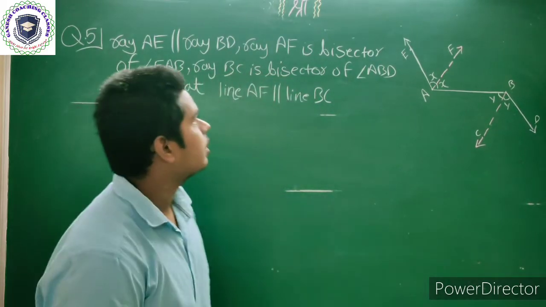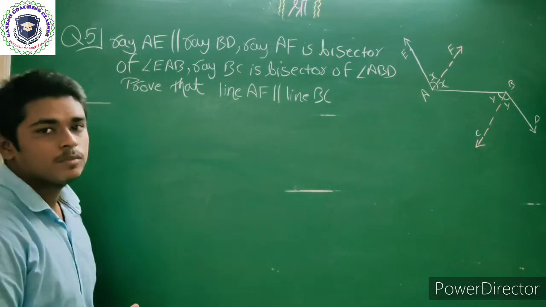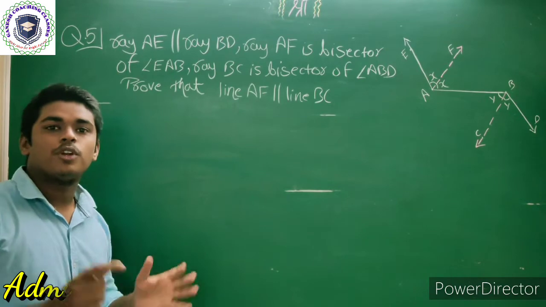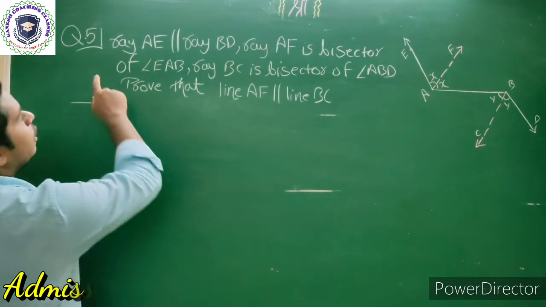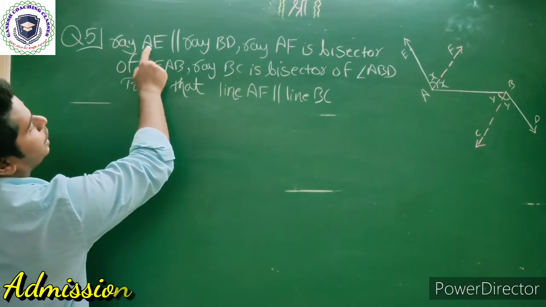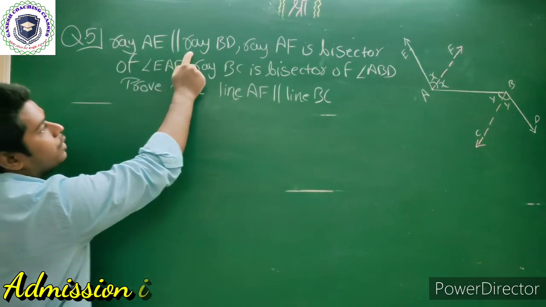Earlier we started chapter number 2, in which we have completed till question number 4 of practice set 2.2. Today we are going to start question number 5. So let's start. Here in the figure, ray AE is parallel to ray BD.